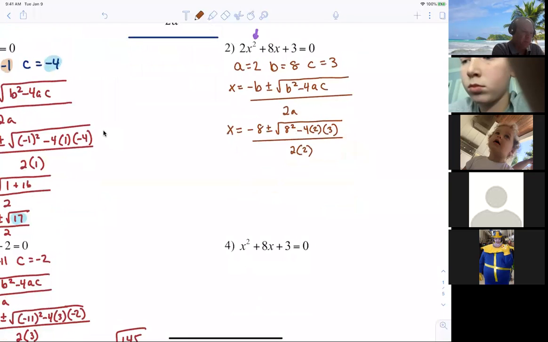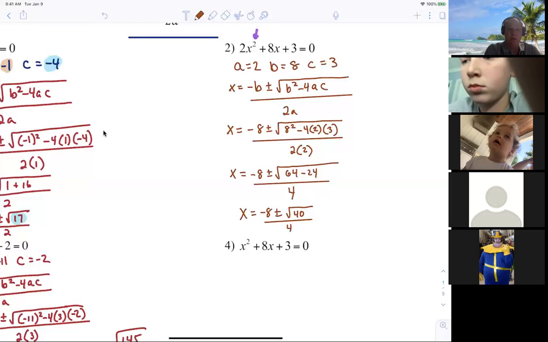So here we go. x equals negative 8 plus or minus the square root. 8 squared is 64. 4 times 2 is 8. 8 times 3 is 24. All over 4. So now x equals negative 8 plus or minus the square root of 40 over 4. Anybody have any questions with that? Now, that's just simplifying with the arithmetic.